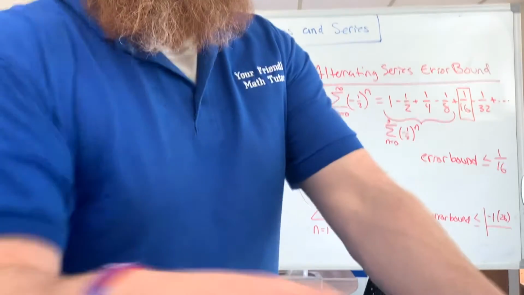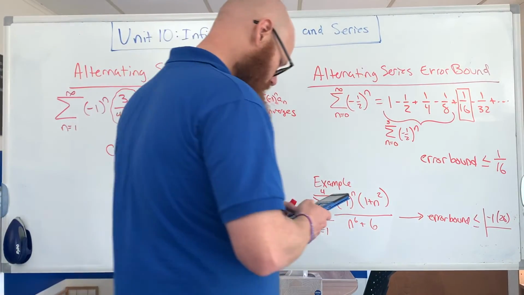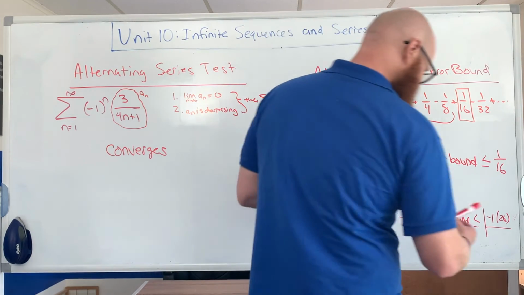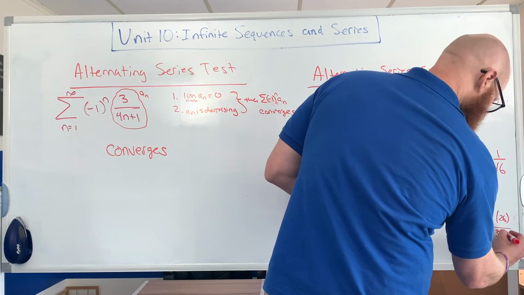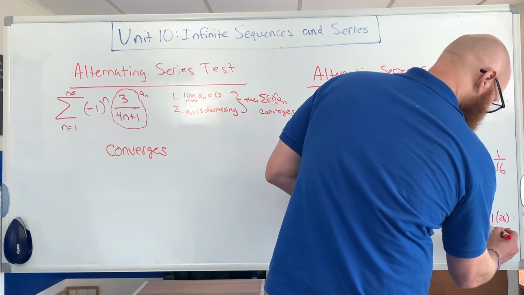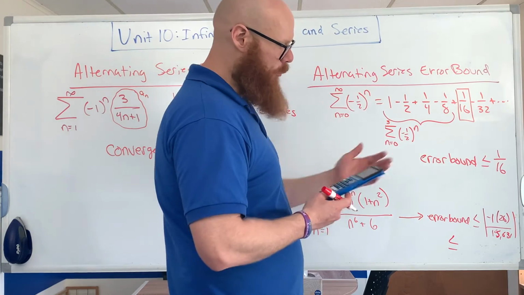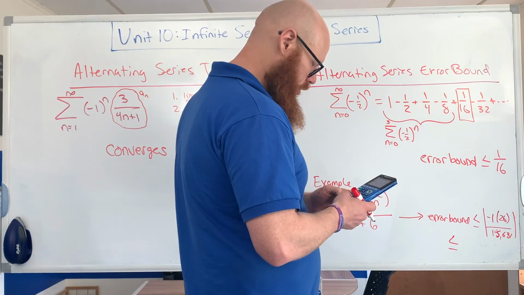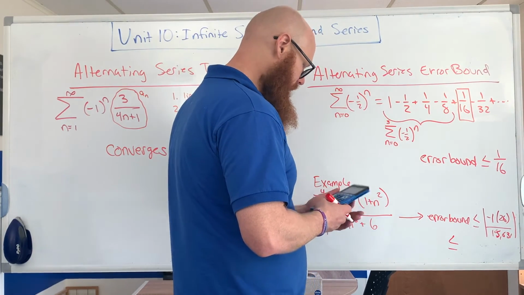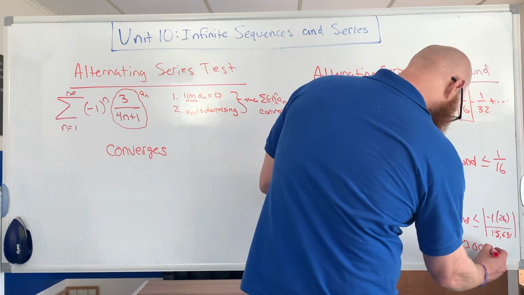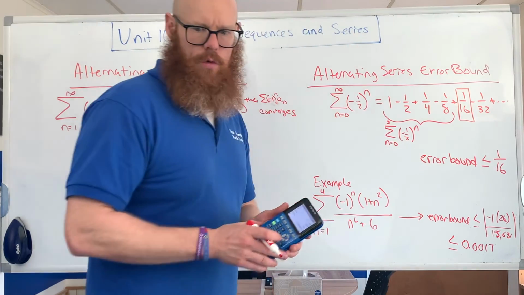I did not figure that out, so I will just go to the calculator. 5 to the 6th plus 6 is 15,631, which means our error bound is the -1 goes away because it's absolute value, so it's 26 divided by that, and it is about 0.0017.